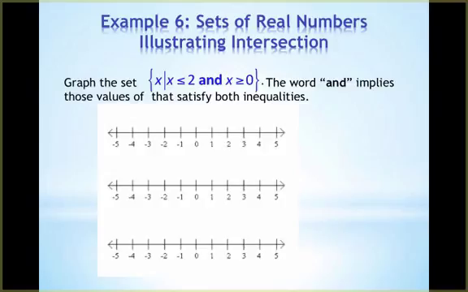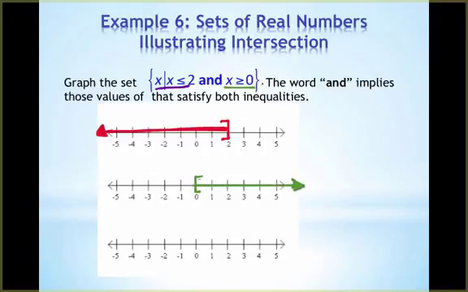Let's look at an intersection problem. So again, we'll do this in different colors. X is less than or equal to 2. So if I do x is less than or equal to 2, I'm going to put a bracket at 2. And we want everything less than that, so we're going to shade down this direction towards negative infinity. X is greater than or equal to 0. So we'll go to 0, we'll put a bracket, and we want everything above it.